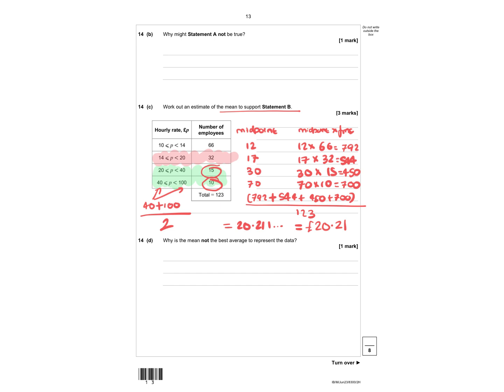Part D, why is the mean not the best average to represent the data? There are lots of possible ways you can express a correct answer here. One possibility is the fact that the majority of people do not earn more than £20. If you look at the data in the table, these people here all earn under £20. So that's 66 plus 32 people, which is 98 people. That's more than half the people earning less than £20, or put the other way, less than half earn more than £20, which means the mean isn't a good representative average.